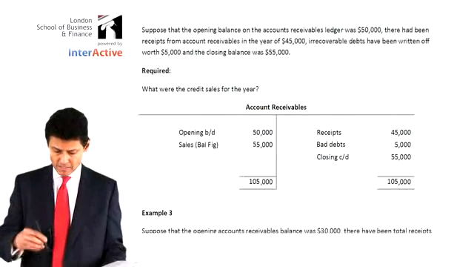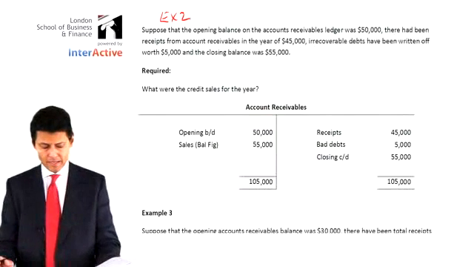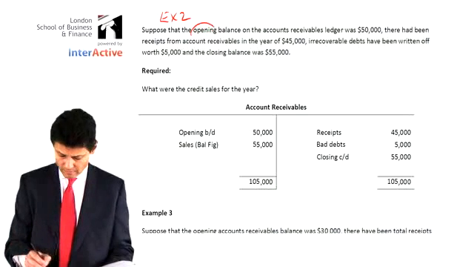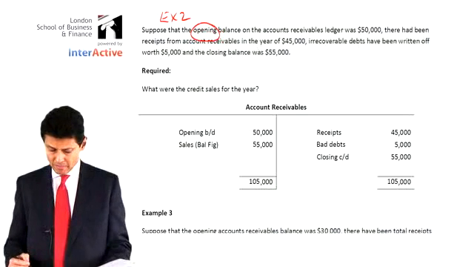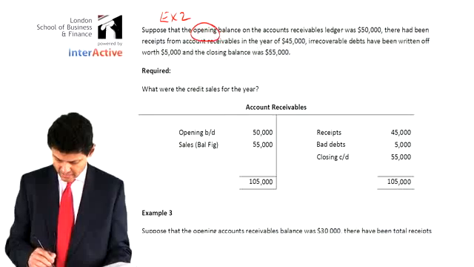So let's move on the next page to example 2. So this is example 2. Suppose that the opening balance on the accounts receivable ledger was 50,000. There had been receipts from account receivables in the year of 45,000. Irrecoverable debts have been written off worth 5,000 and the closing balance was 55,000. What were the credit sales for the year? Don't look at the answer just yet.